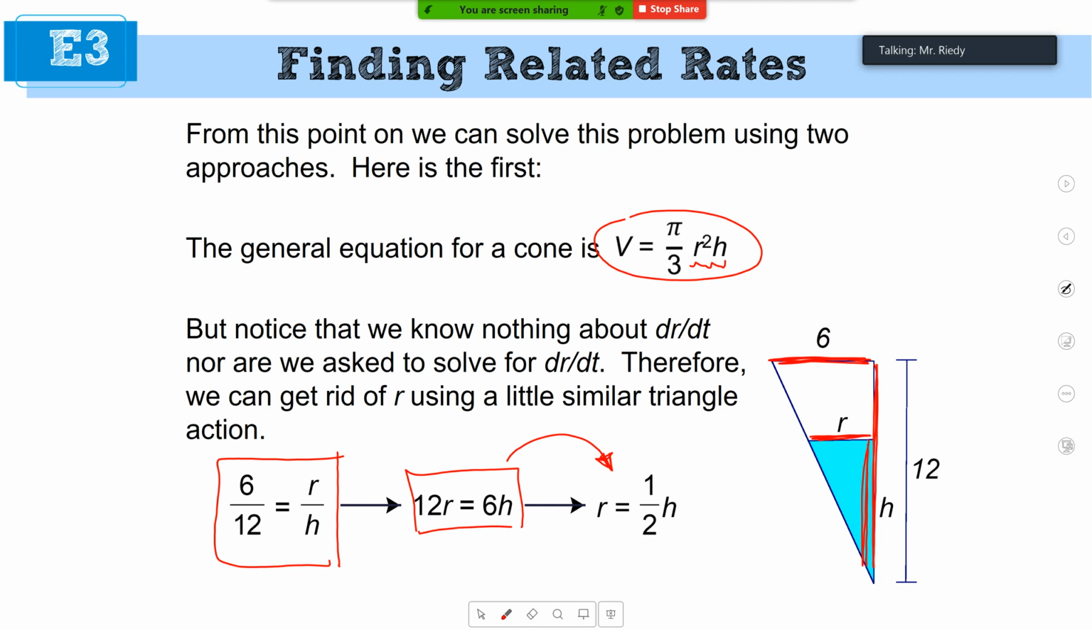Okay, so I solve this equation for r to get this puppy. Then I take this mess and plug it in there. When I do that, now I have a prettier equation that's just in terms of v and just in terms of h.